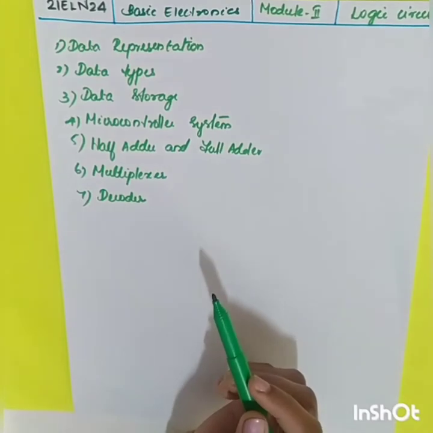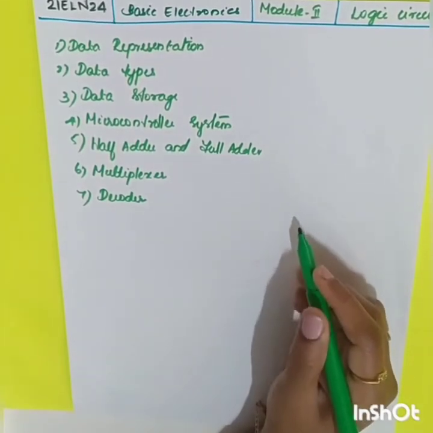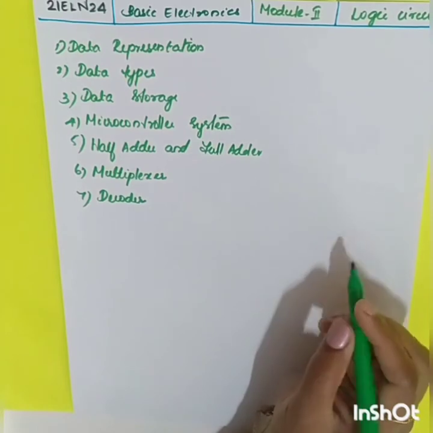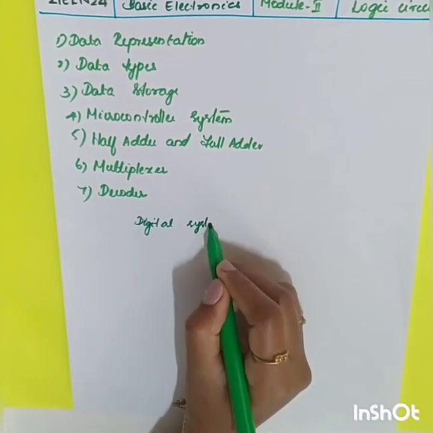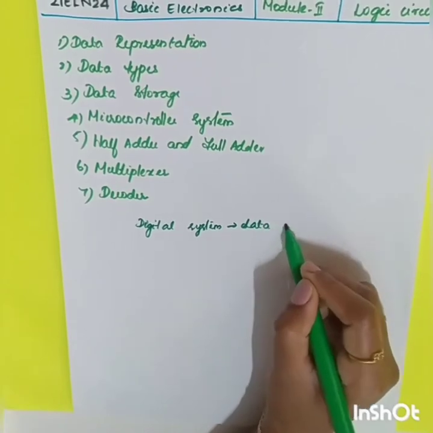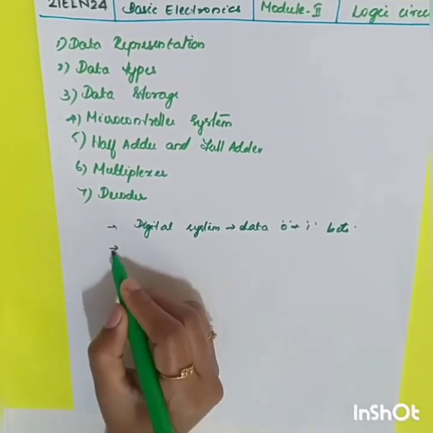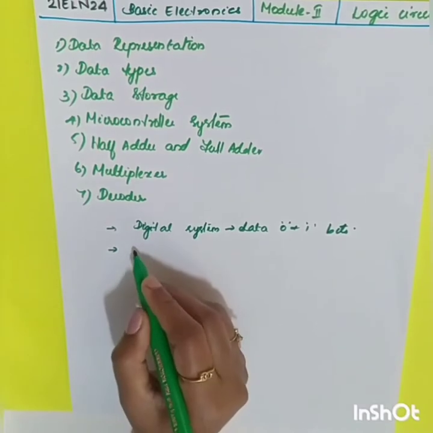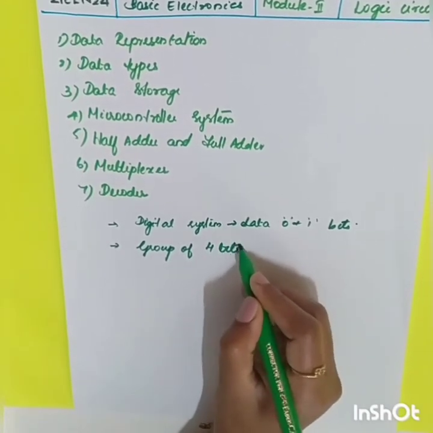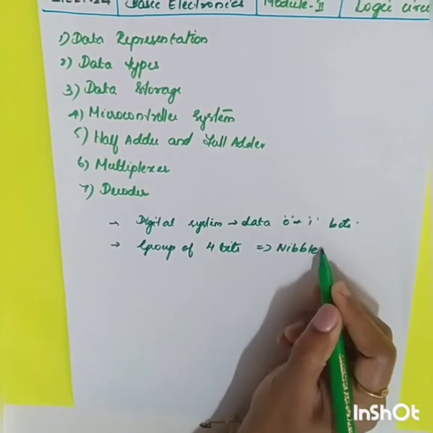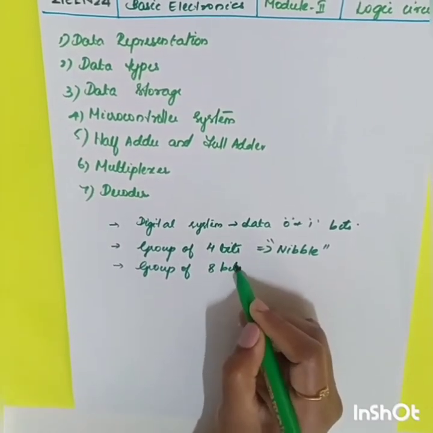So we know that digital systems represent the data in terms of zeros and ones, right? In a digital system, data is represented using 0 and 1 bits, okay, 2 bits. A group of 4 bits is in general known as a nibble. Similarly, a group of 8 bits is known as a byte.